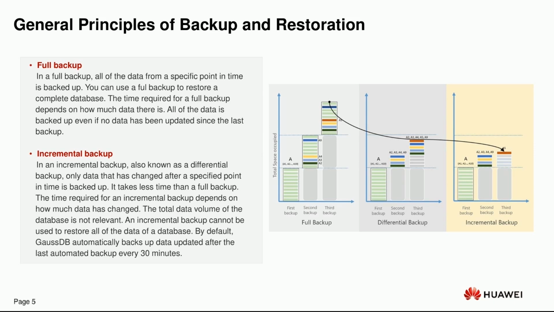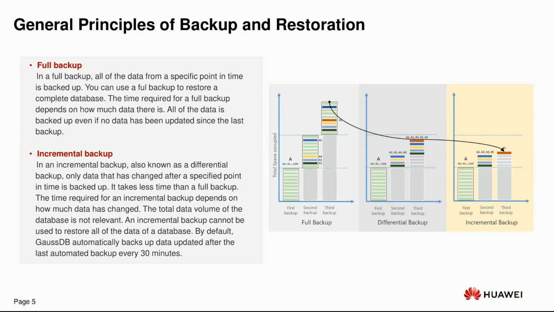In an incremental backup, also known as a differential backup, only data that has changed after a specified point in time is backed up. It takes less time than a full backup. The time required for an incremental backup depends on how much data has changed. The total data volume of the database is not relevant. An incremental backup cannot be used to restore all of the data of a database.